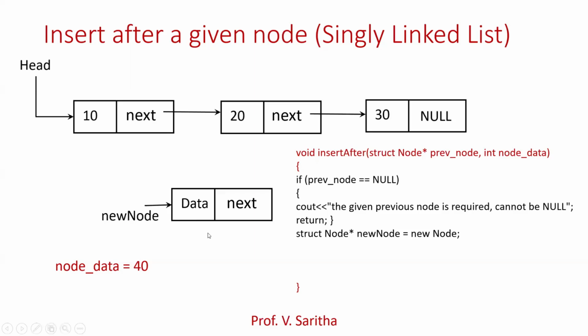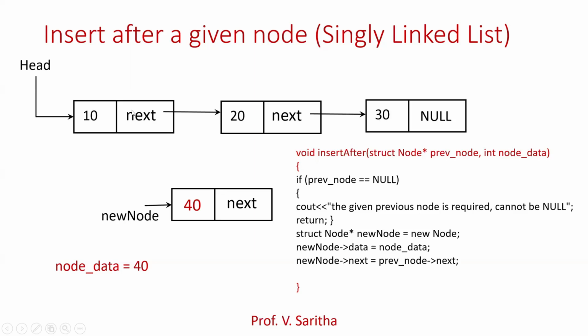So here, first we are creating a new node, as usual, as we have done in the previous case. Node data is assigned to new node data, which is similar to the previous case. So here this data will be changing to 40. And then previous node next is copied to new node next.